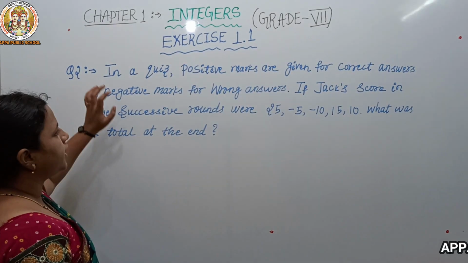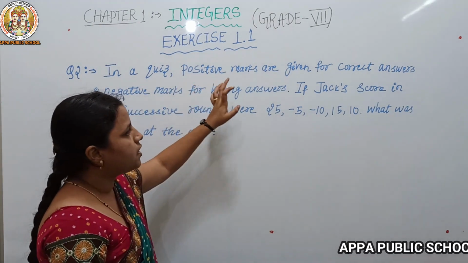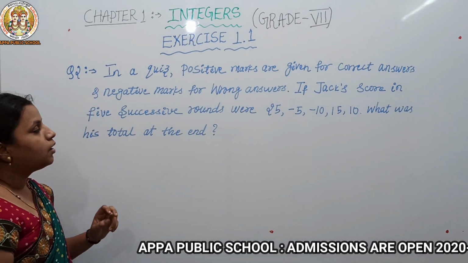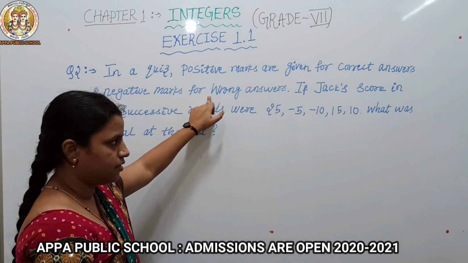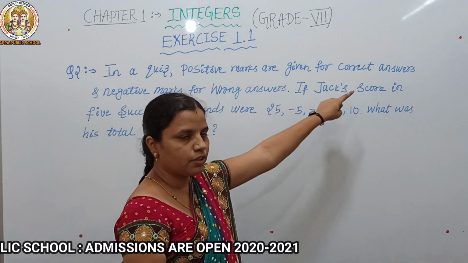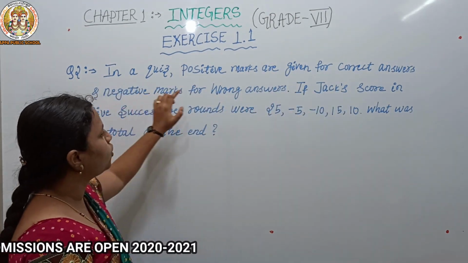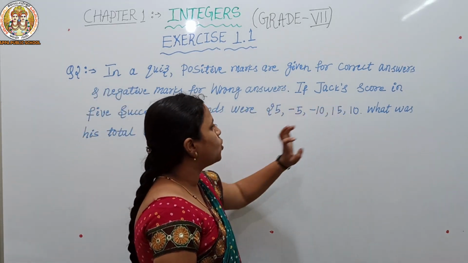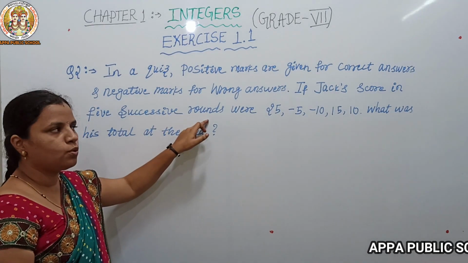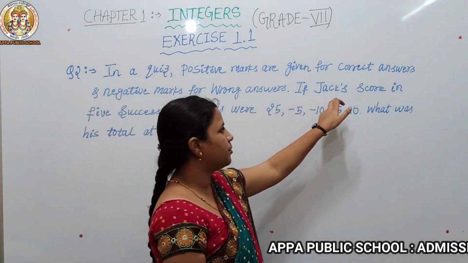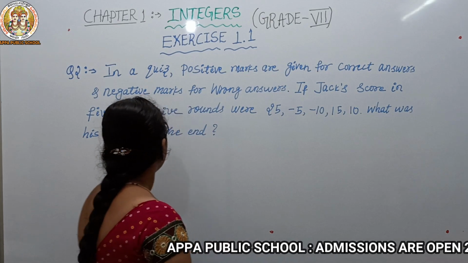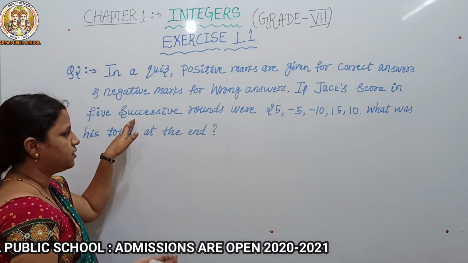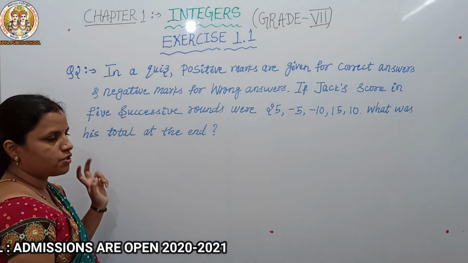The next, second question. In a quiz, positive marks are given for correct answer and negative marks for wrong answer. See here, positive marks for correct answer and negative marks for wrong answer. So, if Jack, one of the students, scores in 5 successive rounds. What do you mean by successive rounds? Means one after the other. Just one after the other is called successive rounds.